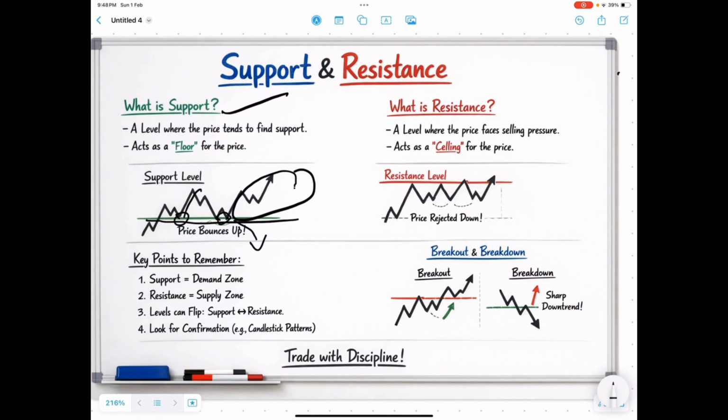Alright, now let's understand resistance in the same way. So what is resistance? Resistance is the level where the price goes up and gets rejected repeatedly. For example, here the price keeps going up and getting rejected. So this is our resistance level. To put it simply, we consider support as the floor for the price and resistance as the ceiling. Just like there's a ceiling above, that's the upper side, and just like there's a floor below, here that's the support. So what are the key points to remember? Support is the demand zone, and resistance is the supply zone. Levels can flip, meaning support can become resistance and resistance can also become support.